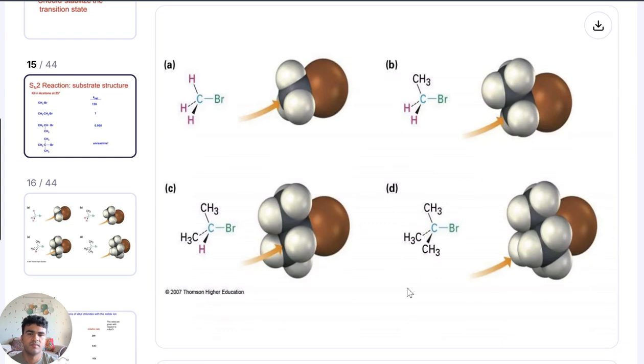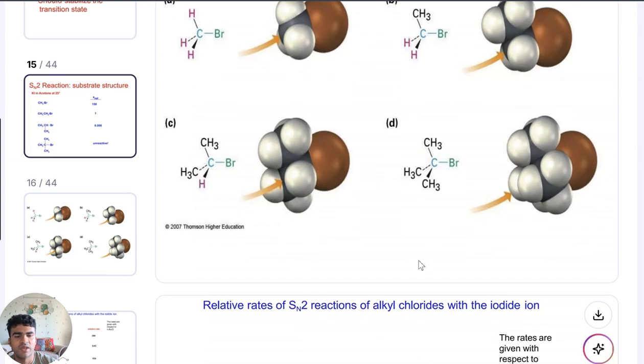Here it is described more easily. You can see that in compound D, there is very little space. The sp3 carbon is not exposed to the nucleophile, so it cannot attack from the backside. So that is why it is very much unreactive towards the SN2 reaction.